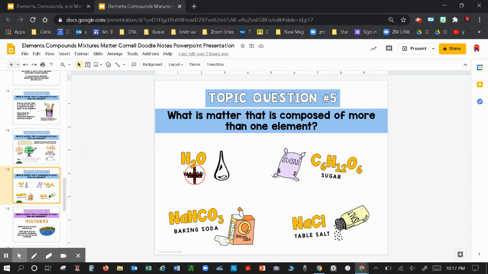H2O, as I said earlier, that's water. C6H12O6, it's basically a 1-2-1 formula. 1 part carbon, 2 parts hydrogen, 1 part oxygen. Those make up our sugar groups. They're kind of in that 1-to-1 ratio. Sugar.